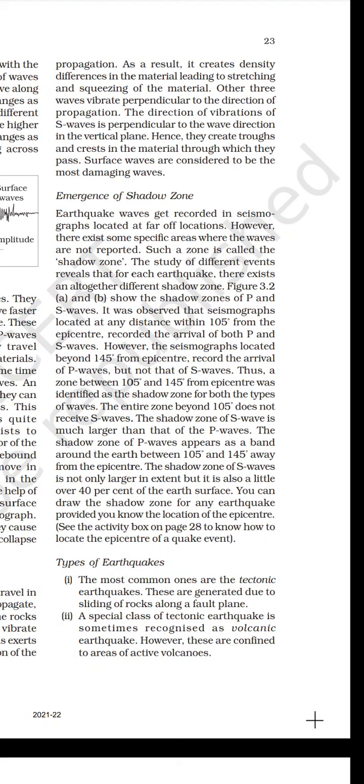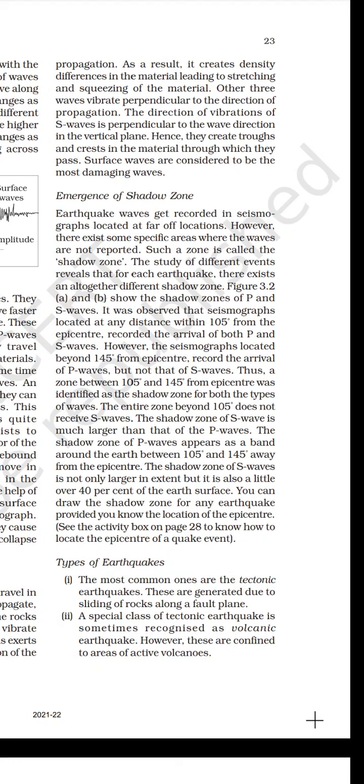It was observed that seismographs located at any distance within 105 degrees from the epicenter recorded the arrival of both P and S waves. However, the seismographs located beyond 145 degrees from epicenter record the arrival of P waves but not that of S waves. Thus, a zone between 105 degrees and 145 degrees from epicenter was identified as the shadow zone for both the types of waves.